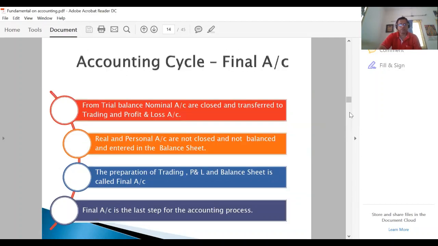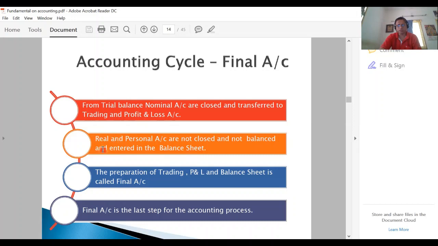Okay. Now we have the final accounts: trial balance, trading and P&L, and the balance sheet. Final accounts have the trial balance, where we list all credit and debit balances to check the arithmetical accuracy. In the P&L, all nominal accounts are listed. On one side we have expenses, on the other side income. And in the balance sheet we have real accounts and personal accounts. These accounts are not closed or balanced, and enter the balance sheet.